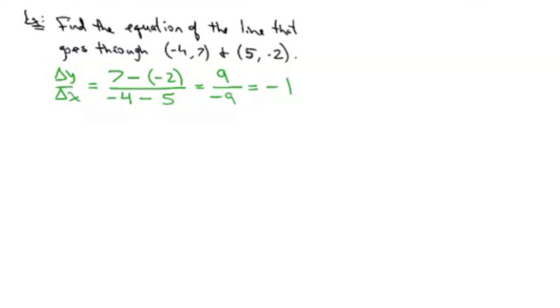Alright, so now I have a slope. Does it matter which point I pick? No, because they're both on the line. So whether I run the slope from 5, -2 of -1, eventually it's going to run into -4, 7. If I start at -4, 7, it's eventually going to run into 5, -2. So the next step, of course, is your formula.